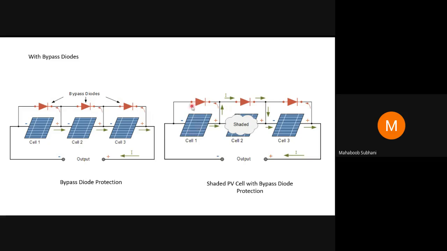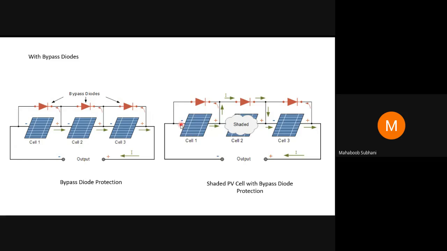Now, diode 1 is connected in parallel, reverse biased, with cell 1. Similarly, cell 2 and cell 3. Now, as in the earlier example, only cell 2 gets shaded. How do we compensate for the loss which happened in cell 2, and how will the same diode also protect that cell? We'll see how it will bypass and how it will protect the cell.